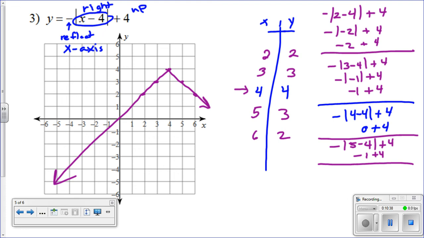Whether or not you show all the work like I did on this page right here, I don't care. All I care about is I need an input-output table and the graph. Okay? And if you do more than one, make sure you label.